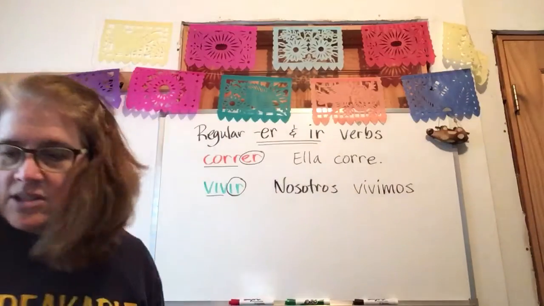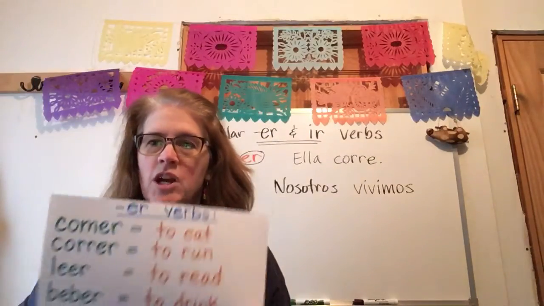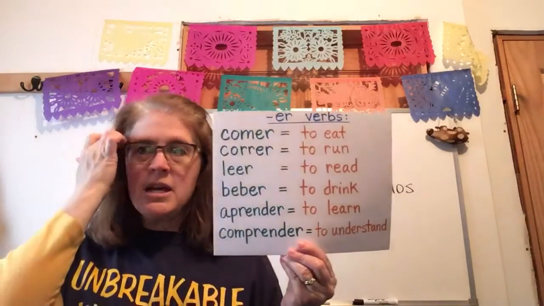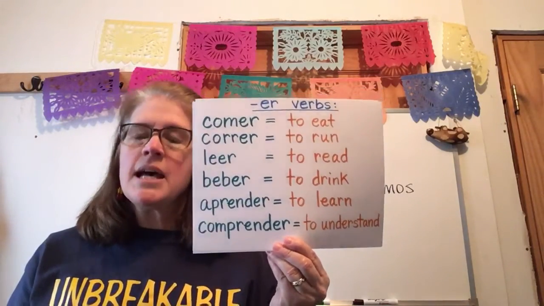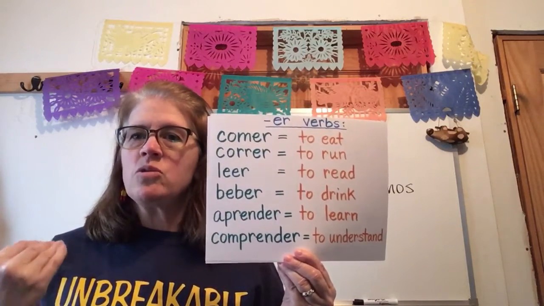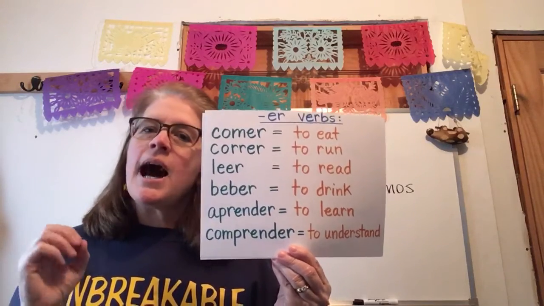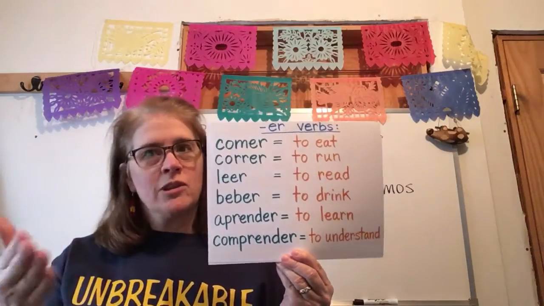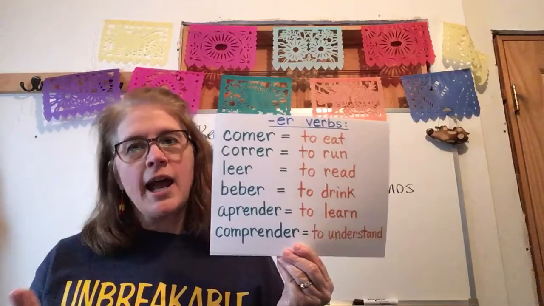Okay, now let's go over some of our lists of verbs here. I made up a couple charts for us. These are all in the notes. So if you go to the Schoology and you go to notes, you should be able to find these. We've got comer, to eat. We already learned that. Correr, to run. Leer, to read. Beber, to drink. Aprender is a new one. That's to learn, like you're learning right now. And comprender is to understand or comprehend.